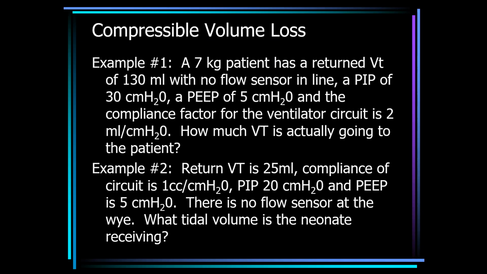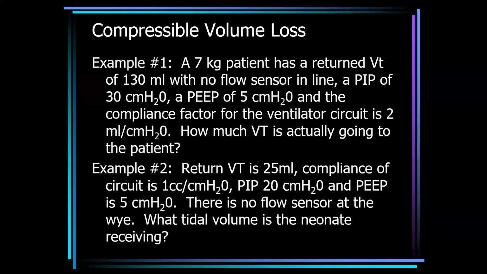I got 80. 80 mLs is going to the patient? Yes. You have to subtract it from 130, right? Because with no flow sensor, you're getting both the volume going in and the volume in the tubing. So the question asks for how much is actually going in the patient. So you get the compressible volume loss, minus the 130. Compliance factor is 2. That's 80. So volume loss, plus volume of the circuit.